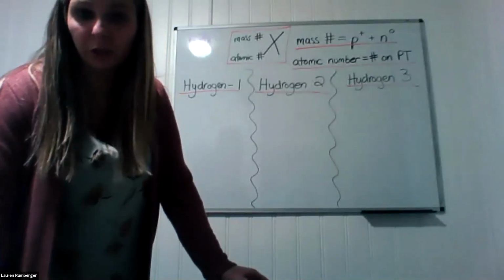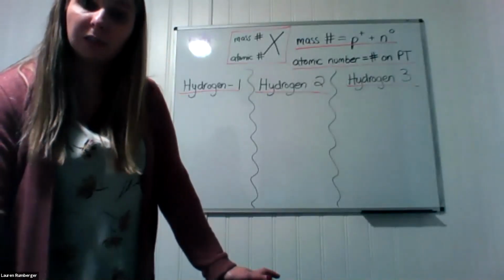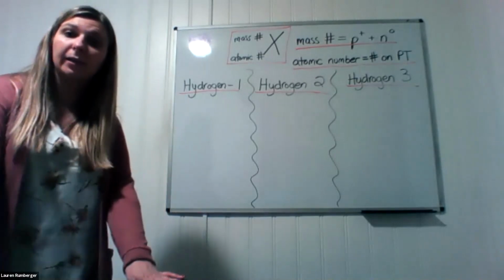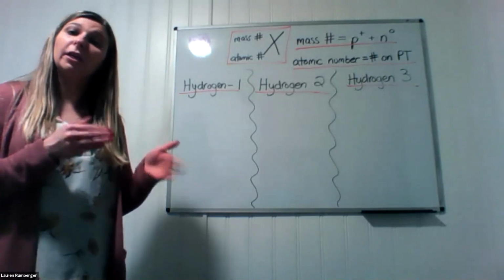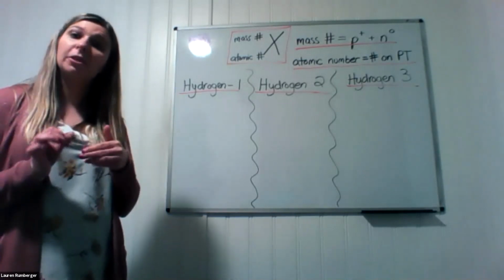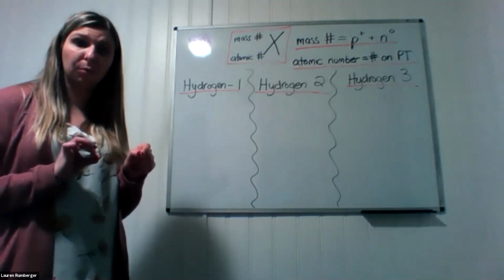This video will show the atomic structure differences between the three isotopes of hydrogen. I'm going to demonstrate each one of the isotopes in terms of its nuclide symbol.